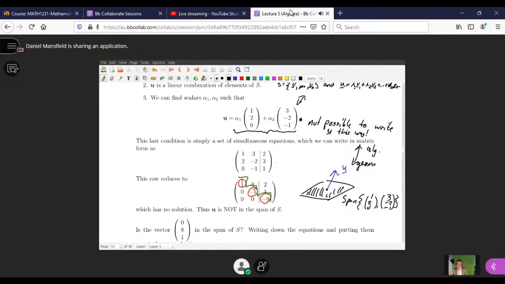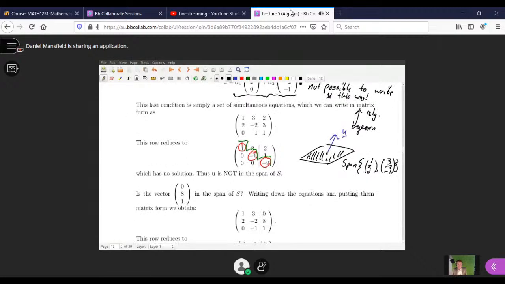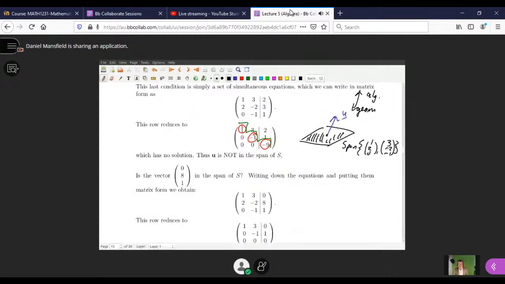Cool. All right, let's ask a slightly different question. Is the vector 0, 8, 1 in the span of S? Again, we're trying to do the same thing here. We're trying to say, can we write 0, 8, 1 as lambda 1 times 1, 2, 0 plus lambda 2 times 3, minus 2, 1? This is spoken as, i.e. When you speak something like this, it's called a linear combination.